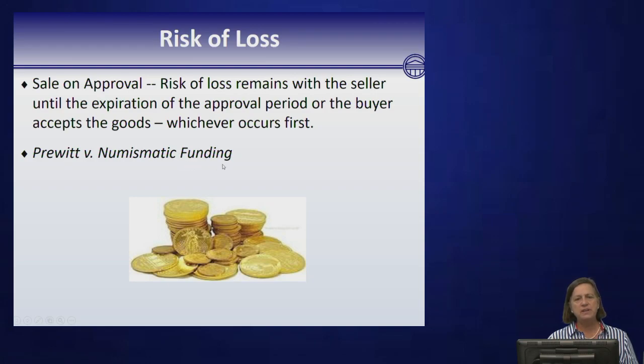Remember, Mr. Pruitt had been sent coins from Numismatic Funding worth, I believe, $60,000. And he received the coins, and prior to the expiration of the approval period, Mr. Pruitt sent the coins back to Numismatic Funding, and they never arrived. Who bears the risk of loss? Numismatic Funding.